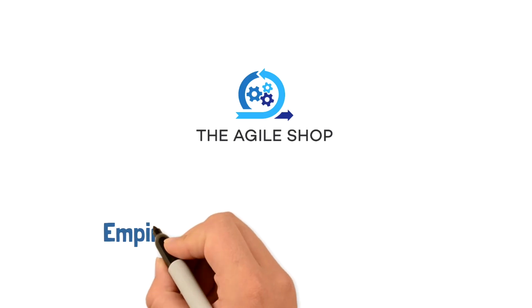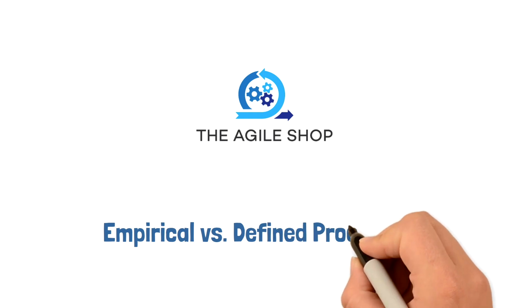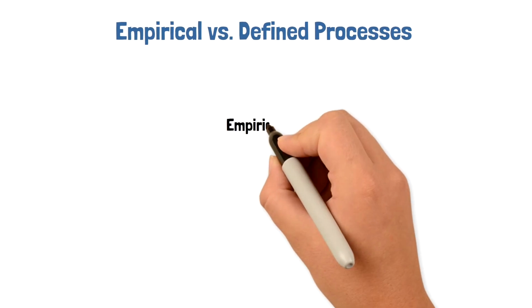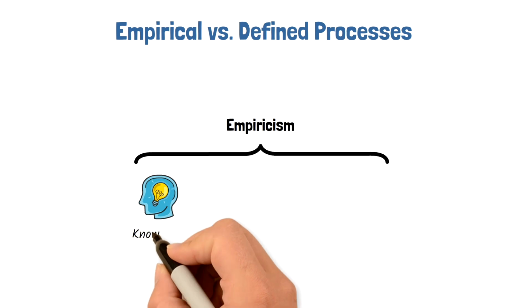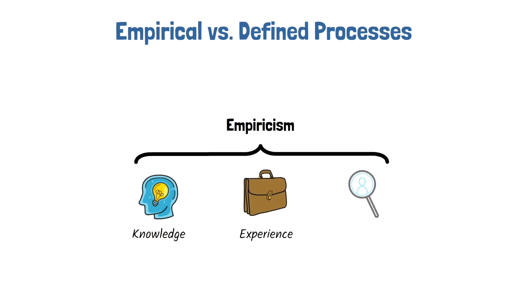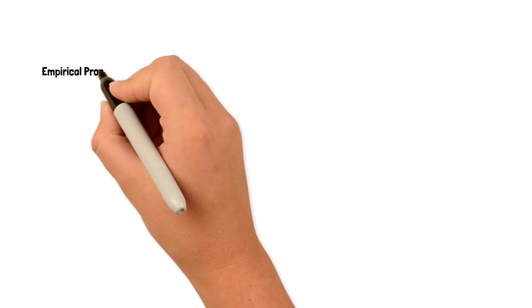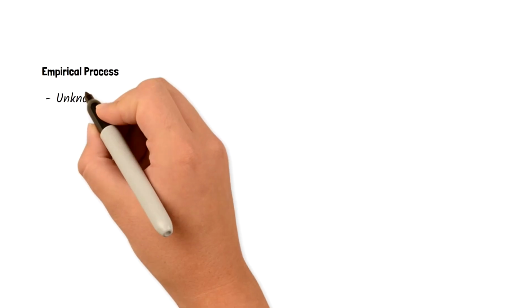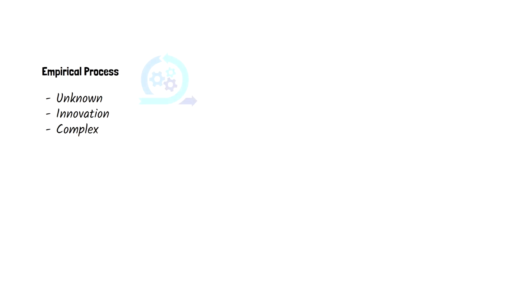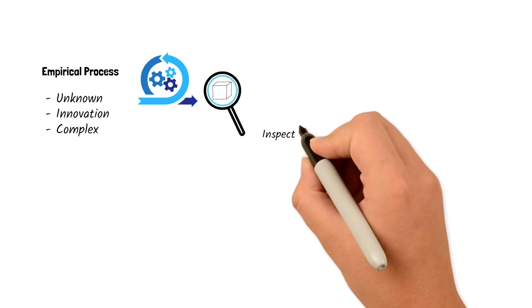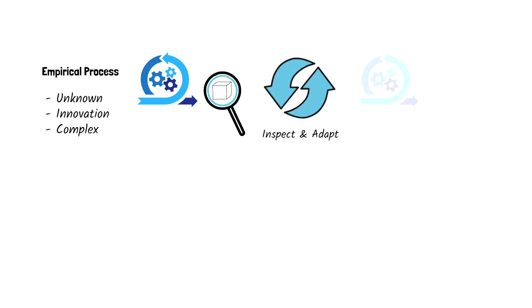In this video, we'll talk about empirical versus defined processes. Scrum is founded on empiricism. Empiricism asserts that knowledge comes from experience and making decisions based on what is observed. For example, in Agile software development, the empirical process works by dividing work into workable bits. After each small workable chunk is completed, the team shows the work as is to the rest of the organization. Based on their inspection and observations after each delivery, the team can adjust and make any necessary changes.